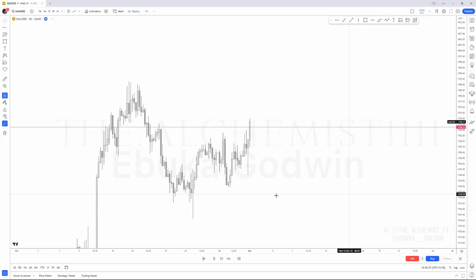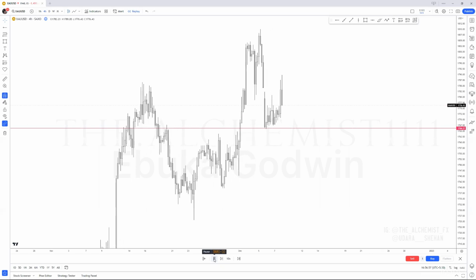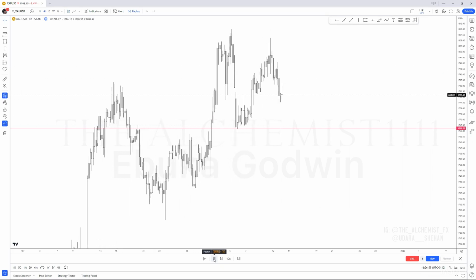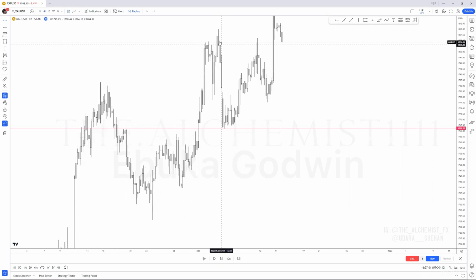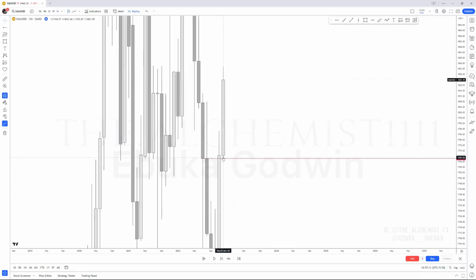Just do something like that, and then look at the reaction from that. Not yet. Oh, there it goes. Can you see who stopped this huge push? Who stopped it? Who put an end to it? The monthly level. Now, if you go to monthly, where was the low of the month created?